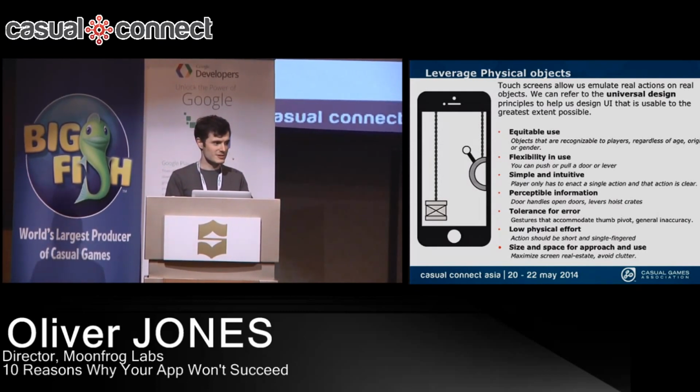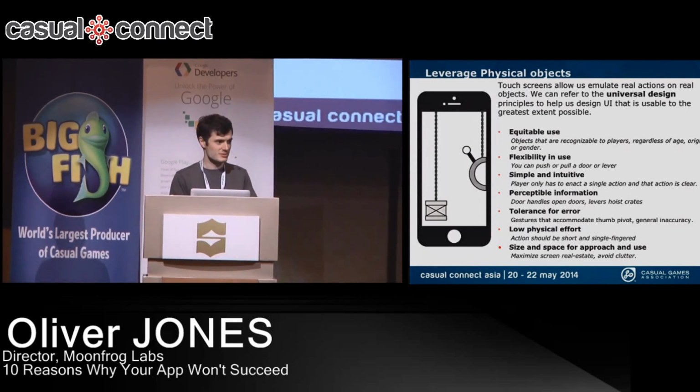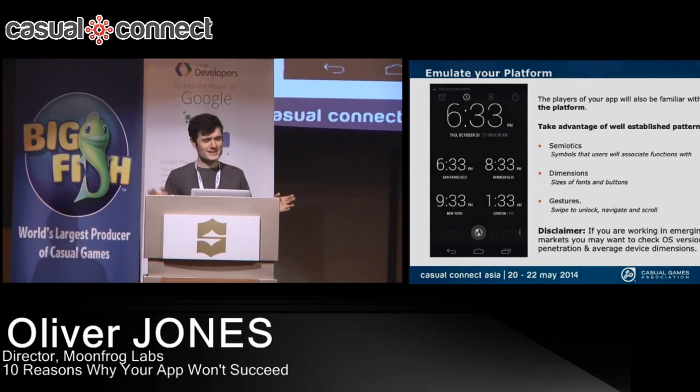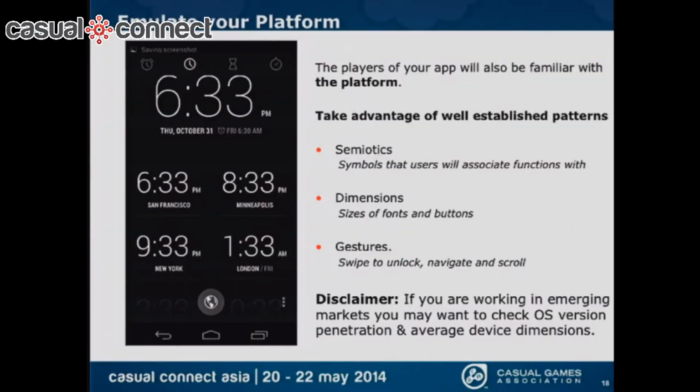There's low physical effort, especially on mobile. You can perceive its function. So on this particular screen, you'll know that this handle will pull this box. And you also need to give people the size and space to approach. When in doubt, just emulate your platform. You can be relatively certain that the people playing your game also understand the platform that they're playing on. So look at button sizes, icons, semiotics, dimensions. They're all very helpful.